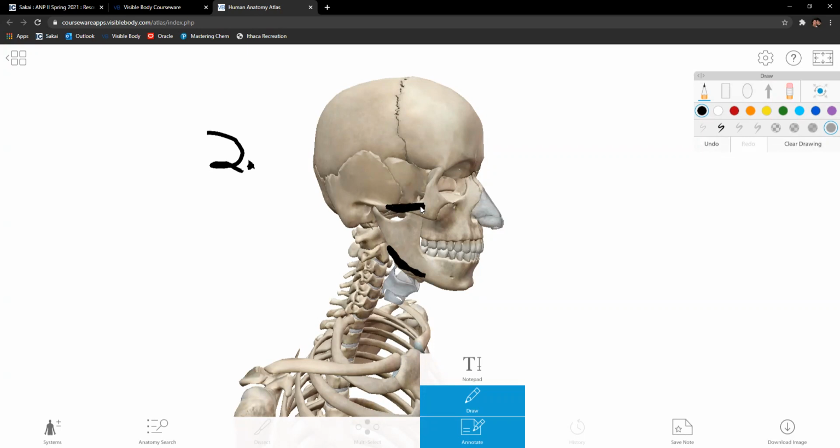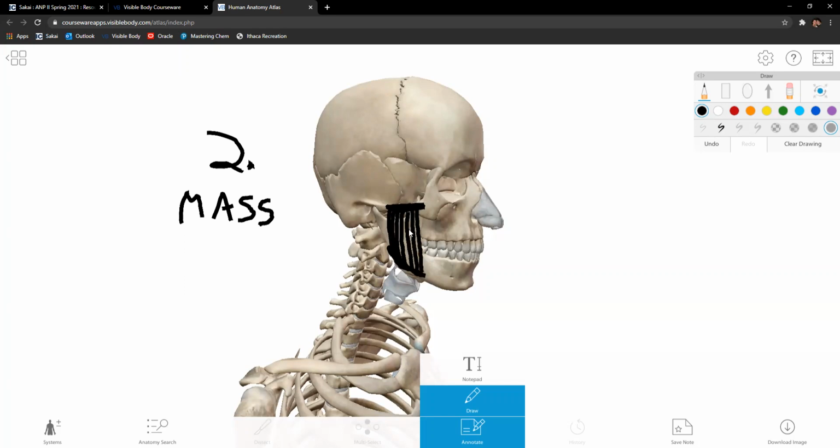Okay, so for this origination point, this is going to be your zygomatic arch, which is made up of the temporal process of your zygomatic bone and the zygomatic process of your temporal bone. They come together, make the zygomatic arch, and the insertion point is going to be the lateral surface of the ramus and the angle of your mandible. So this surface right here. And the muscle that we're looking at is going to be the masseter. So mass for masseter. And this muscle comes down just like that.